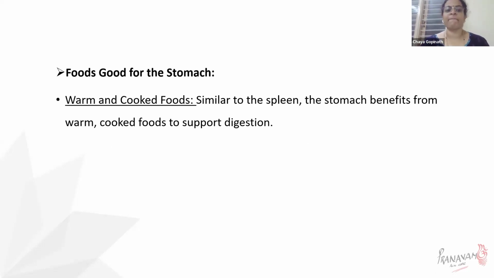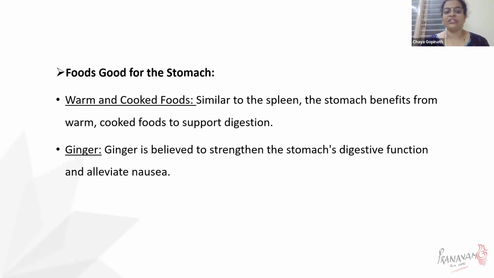Foods good for the stomach are warm and cooked foods, similar to your spleen. Ginger is very good, particularly if you're having digestive issues related to excess stomach chi or rebellious chi, which is causing nausea, vomiting, and other things. You can have ginger. It is very good for eliminating these kinds of issues.